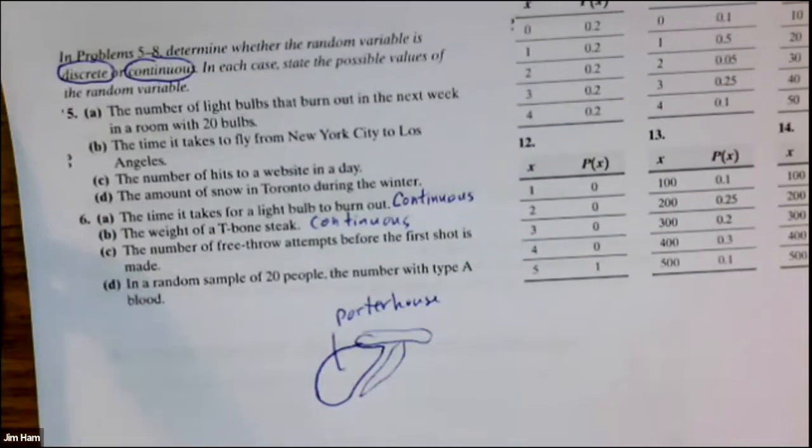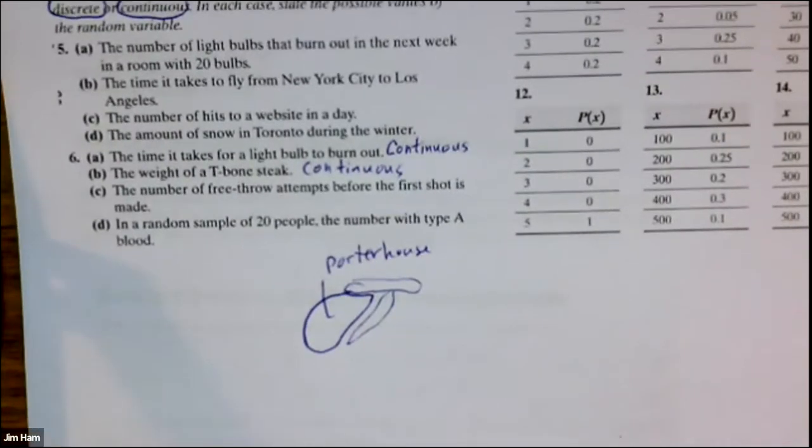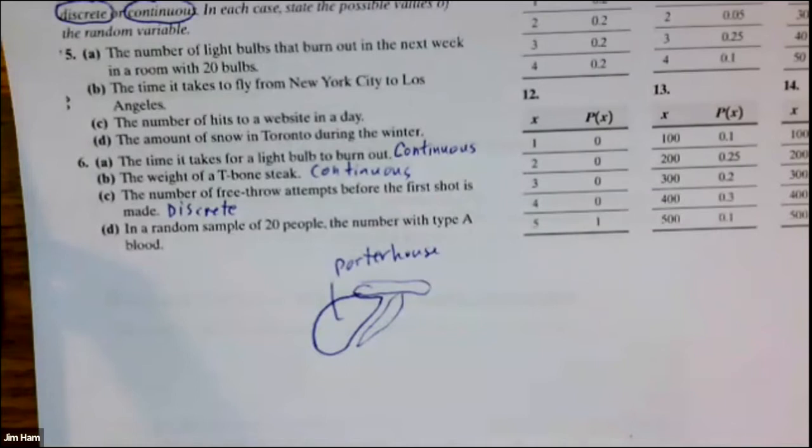Part C, the number of free throw attempts before the first shot is made. Discrete or continuous? All right, so it looks like you guys have a pretty good handle on these. Someone can shoot 1 or 2 or 3 misses in a row, 4 misses in a row, 5 misses in a row, but they can't miss 1.5 or 1 1/3. It definitely is discrete. Countable number of shots, countable number of outcomes.